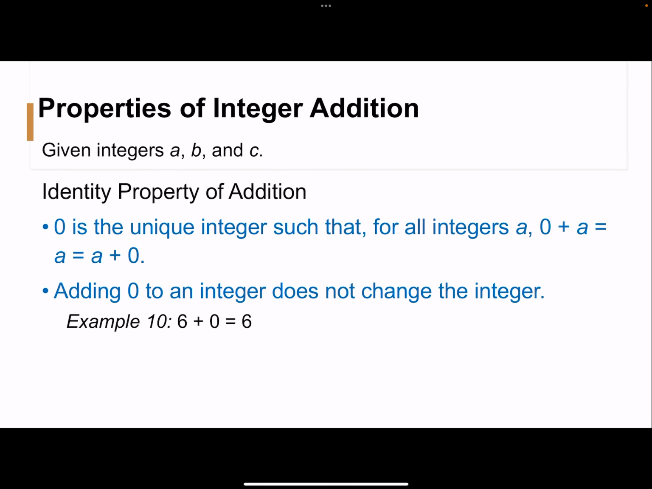The identity property of addition follows the same suit whether we're talking about whole numbers or integers. 0 is just a unique integer that for all integers, if I add 0 to that integer, I always get that integer. So adding 0 to an integer does not change it. For example, if I take 0 and I add to 6, I get 6. If I take 0 and I add to negative 6, my answer is negative 6. The identity property of addition. When I add 0 to it, its identity does not change.